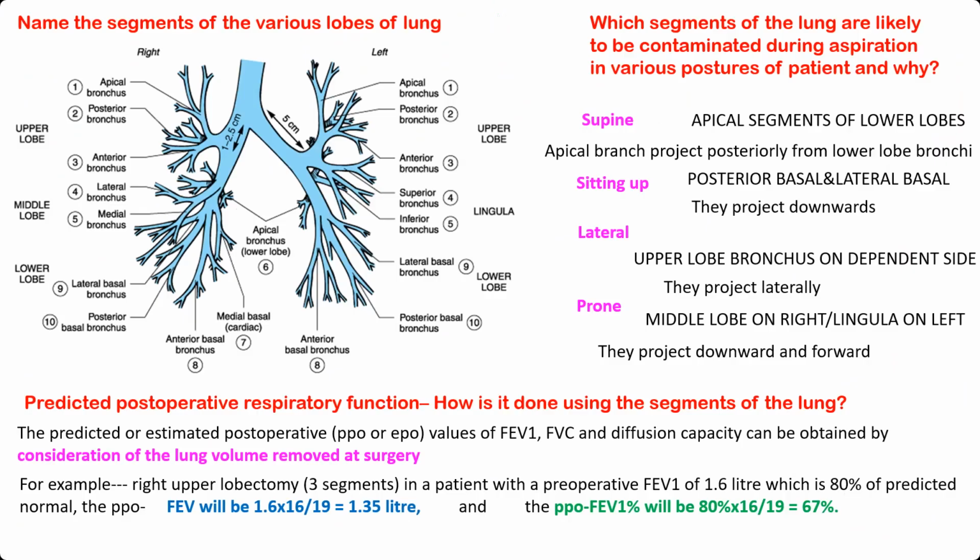So these are the two important applications of the bronchopulmonary segment. One is which particular lobes will be affected by aspiration. The second thing is how much safe removal of the affected lung you can do in the patient to see whether he can survive postoperatively without any difficulty.